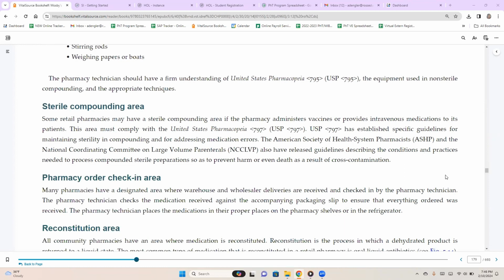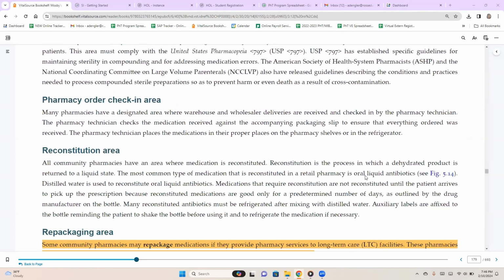The ASHP and the National Coordinating Committee on Large Volume Parenterals also have released guidelines describing the conditions and practices needed to process compound sterile products so as to prevent harm and even death as a result of cross contamination.